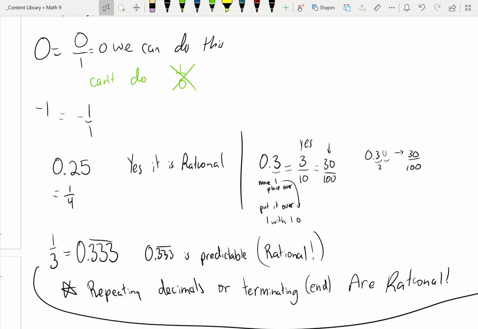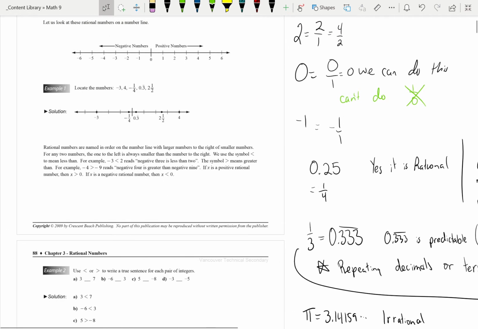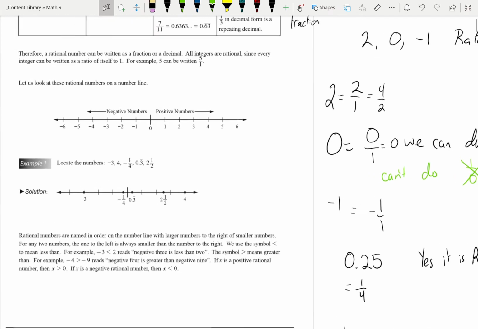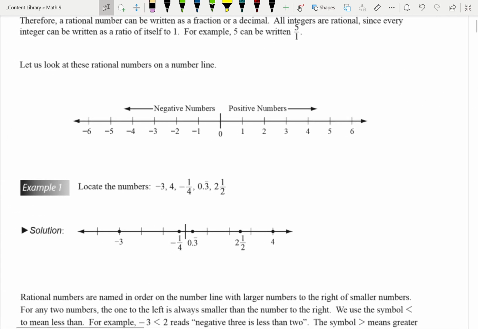Now, there's a couple of things that we can work with. Section 1 is all about finding numbers on a number line. And we already did. We have a number line that goes up and down. So we have positive going up and negative going down.